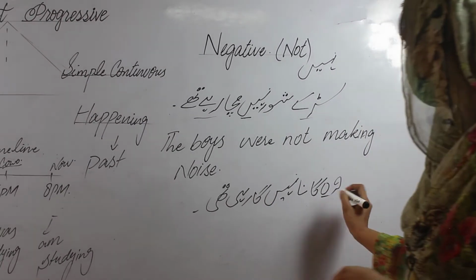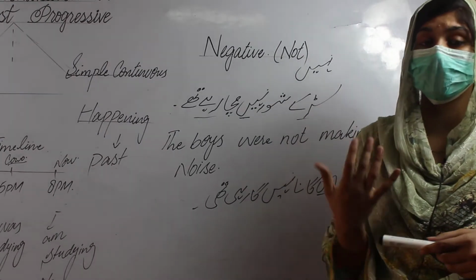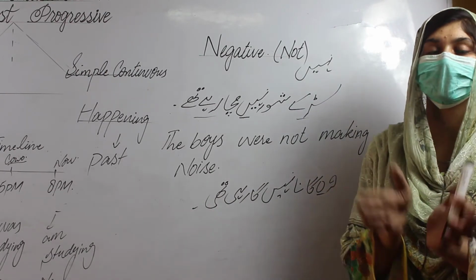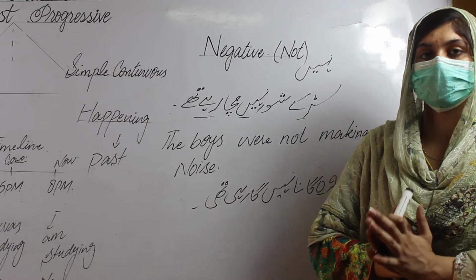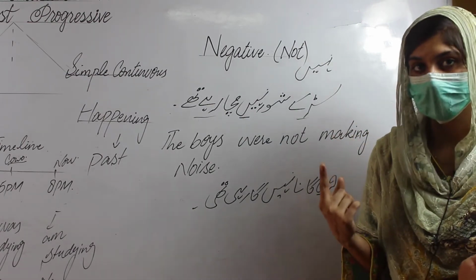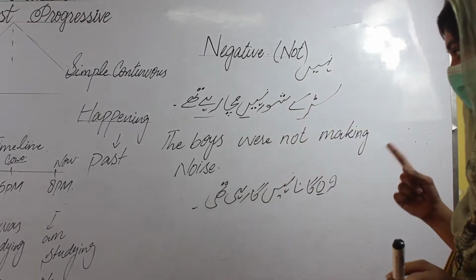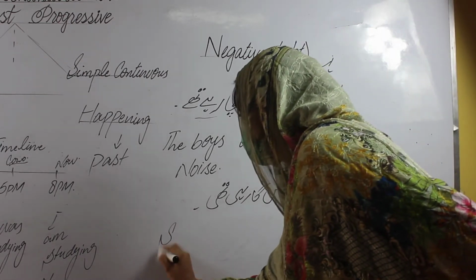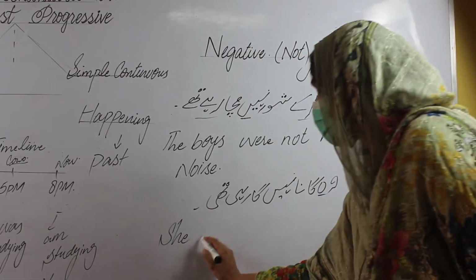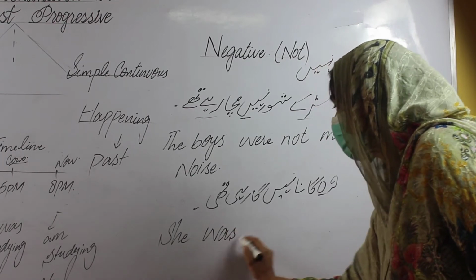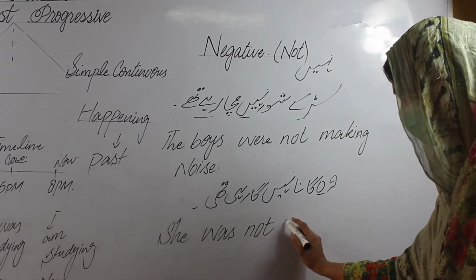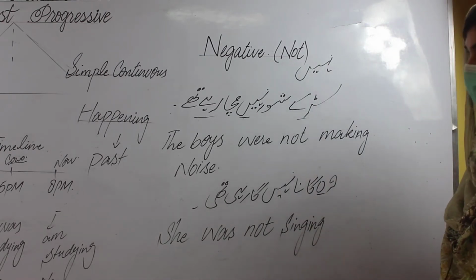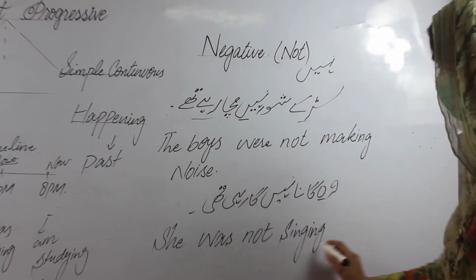Just focus on wo, which we use with plural ones, but here with rahi thi, this statement is discussing only one girl. So one girl is singular, so we have to put the helping verb according to the singular subject. Firstly, write the subject, she is singular, so put here she was, and not for the negative one, she was not. Sing is the first form, with the addition of the present participle ing, because we are doing the past continuous tense: she was not singing a song.